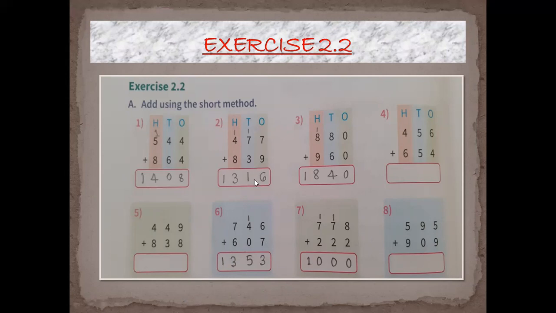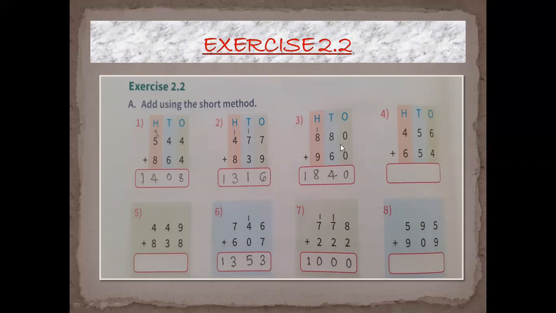7 plus 9 equals 16. You write that 6 in the ones place and carry 1 to the next tens place. Now add the tens place digits. 7 plus 1 equals 8. 8 plus 3 equals 11. You write that 1 in the tens place and carry 1 to the next hundreds place. Now add the hundreds place digits. 1 plus 4 equals 5. 5 plus 8 equals 13. So the answer is 1316.